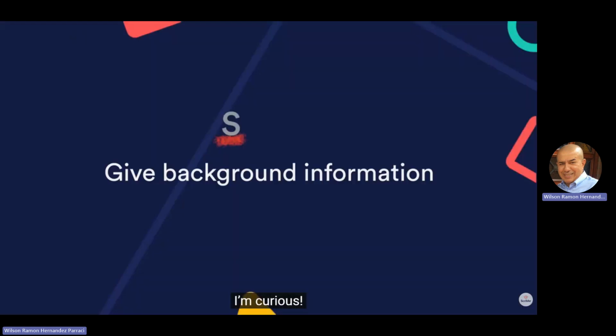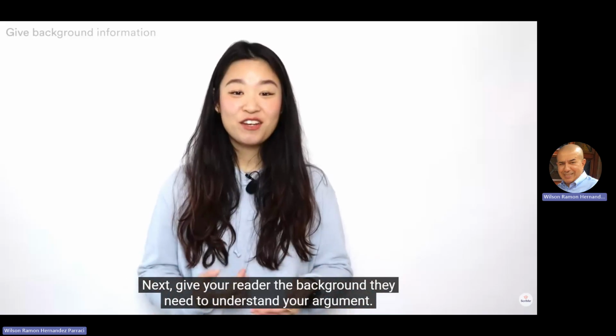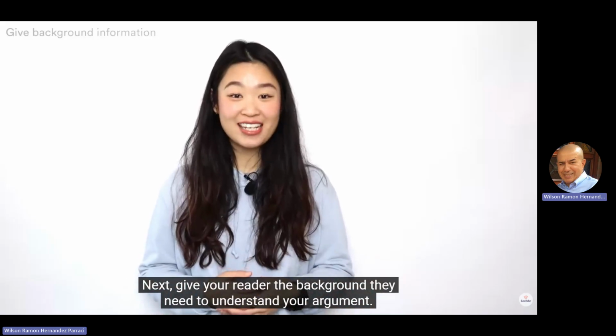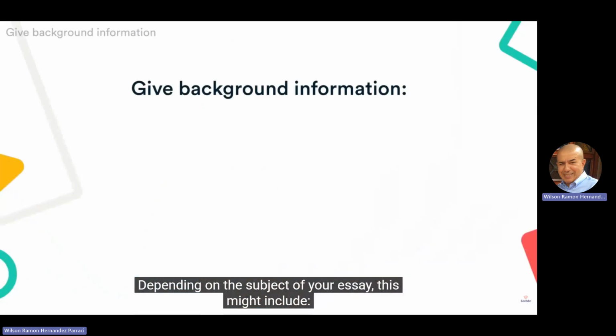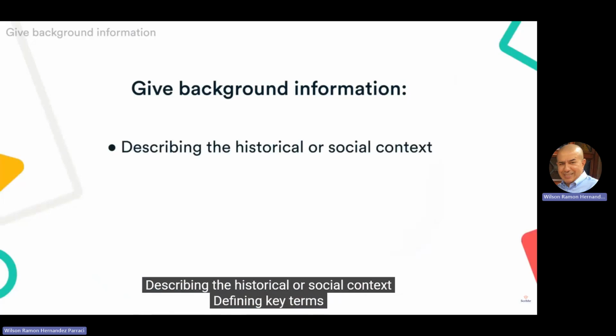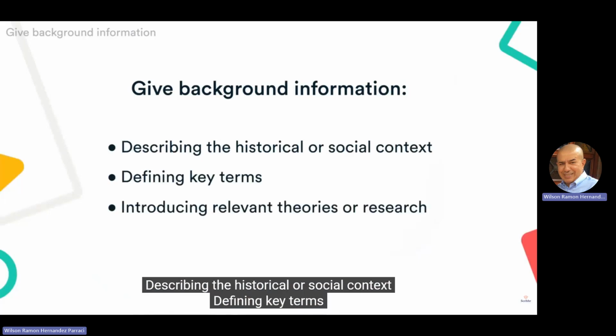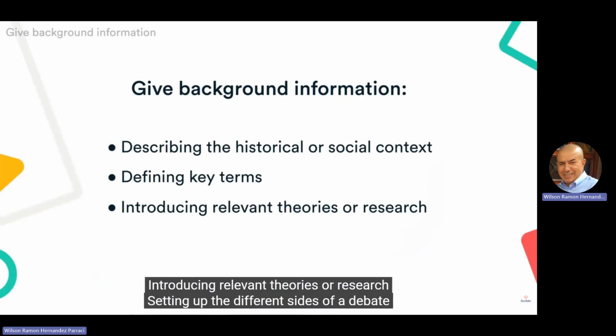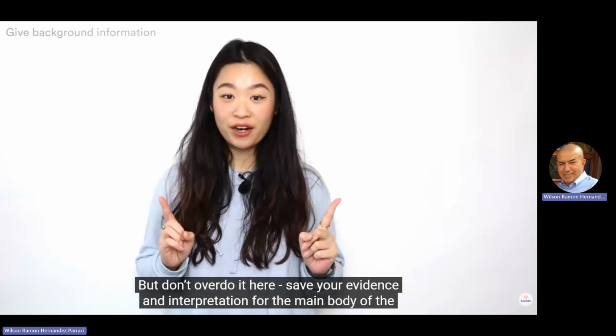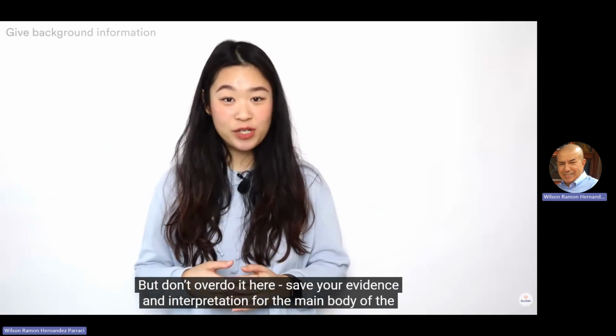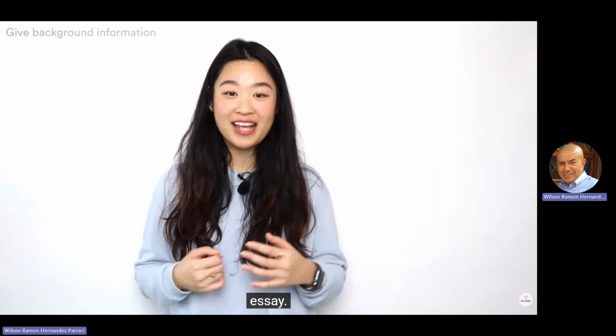I'm curious. Step 2, give background information. Next, give your reader the background they need to understand your argument. Depending on the subject of your essay, this might include describing the historical or social context, defining key terms, introducing relevant theories or research, or setting up the different sides of a debate. But don't overdo it here. Save your evidence and interpretation for the main body of the essay.